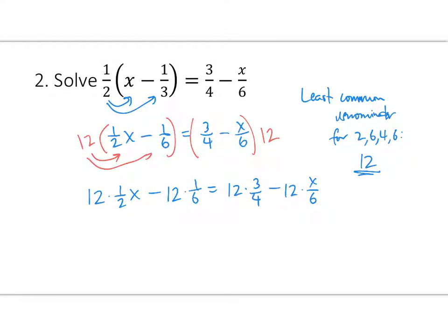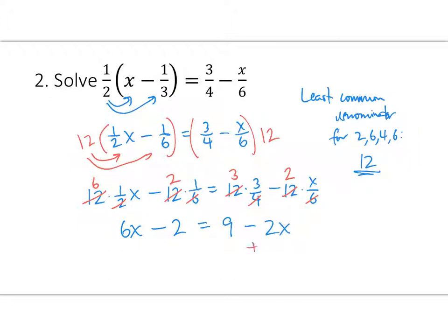Now I can simplify. 12 and 2 divide out, leaving me with a 6. 12 and 6 divide out, leaving me with a 2. 12 and 4 divide out, leaving me with a 3. And 12 and 6 divide out, leaving me with a 2. So this gives me 6x minus 2 equals 3 times 3 is 9 minus 2x. And this looks much better without all those fractions.